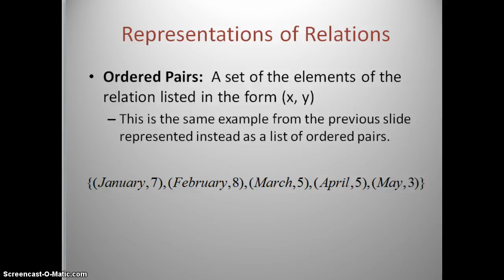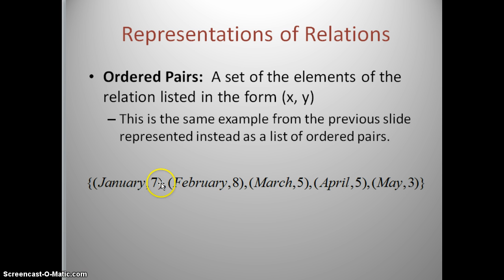Another way that we can represent a relation is with a set of ordered pairs. And this is just taking the elements, the inputs and the outputs, and forming ordered pairs with the input going first and the output going second. So here's a list of ordered pairs from the previous example. And so notice here we have January as the input and 7 as the output, and so forth.